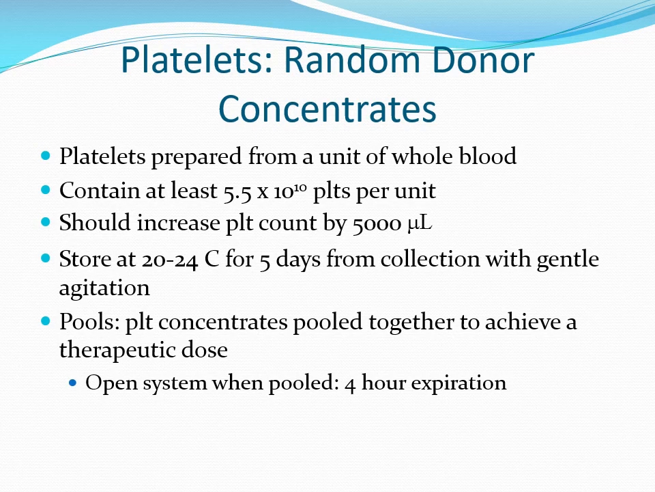So platelets can be prepared from a unit of whole blood, like we talked about before, and we want at least 5.5 times 10 to the 10th platelets per unit. This should increase the platelet count by about 5,000. This is stored like our regular platelets at 20 to 24 degrees Celsius for about 5 days from collection with gentle agitation. So remember, the whole point of platelets is that we want to clot and we want to keep things from bleeding. So we want to keep them from doing their job in the bag by keeping them constantly moving. For the pools, platelet concentrates are pulled together to achieve a therapeutic dose.